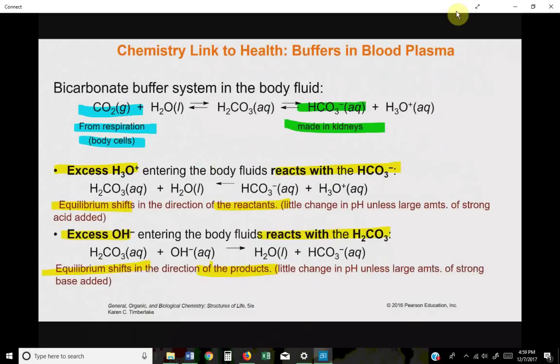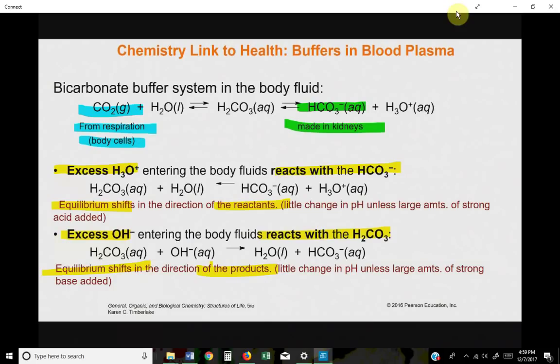So we have this buffer system where we've got CO2 made in our body cells and bicarbonate made in our kidneys, and we have this buffer system in all of our body fluids, except for the ones that require a different pH, such as in our stomachs and in our small intestine, where the pancreas creates bile.